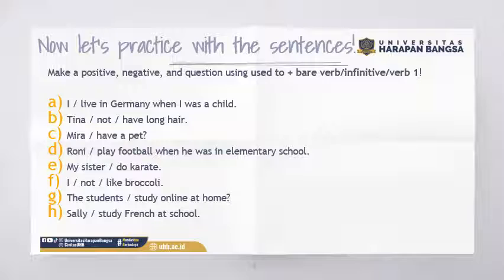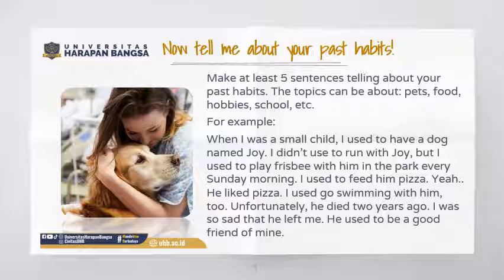Good. Now let's try to do the exercise by yourself. For exercise D, E, F, G, and H, now tell me about your past habits, the activities that you did regularly in the past, but you don't do anymore in the present. Make at least 5 sentences telling about your past habits. The topics can be anything. It can be about food, pets, hobbies, school, and so on and so forth.